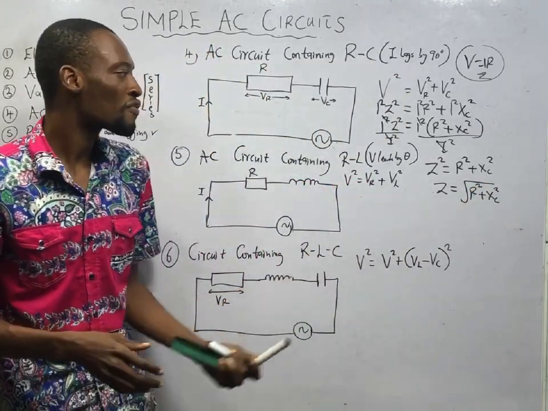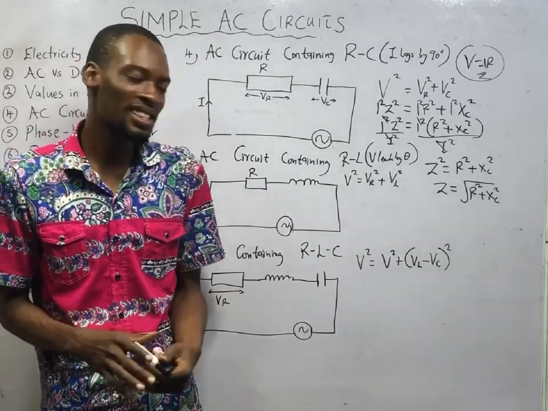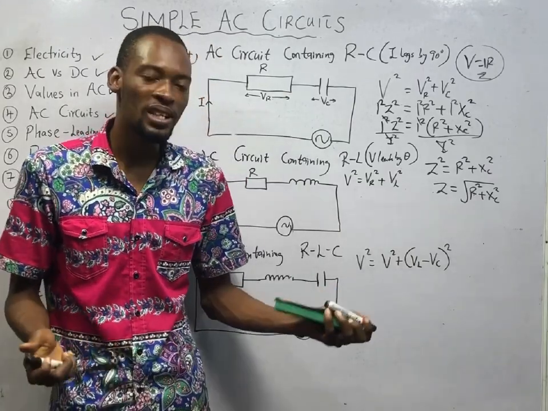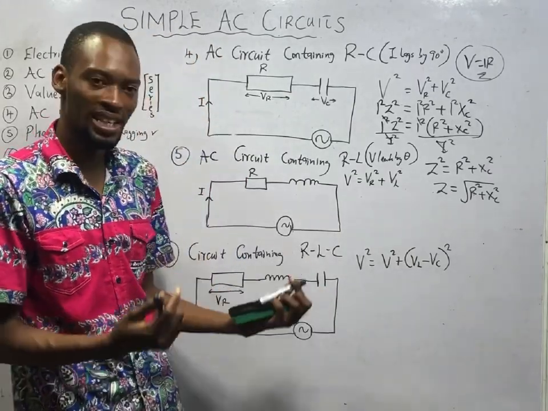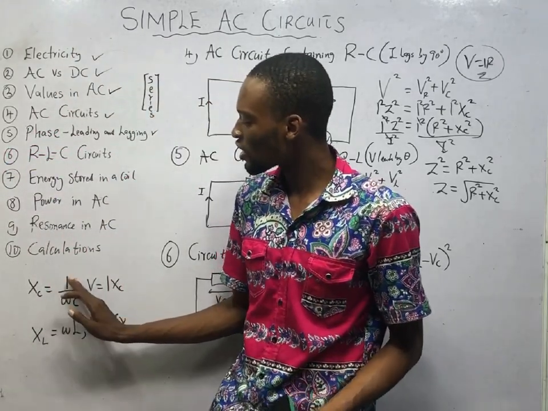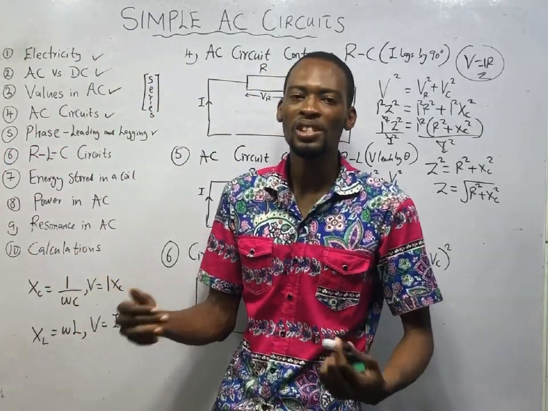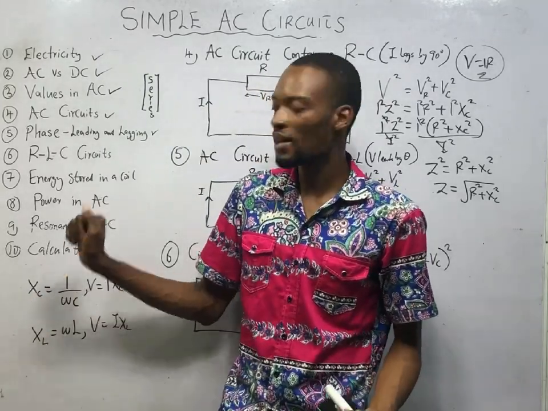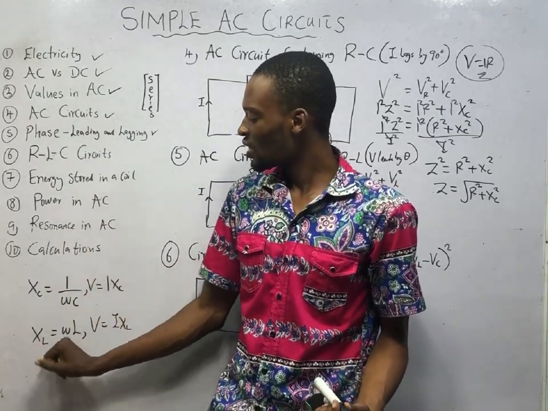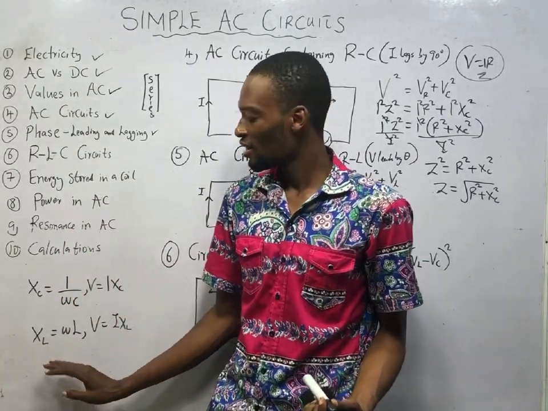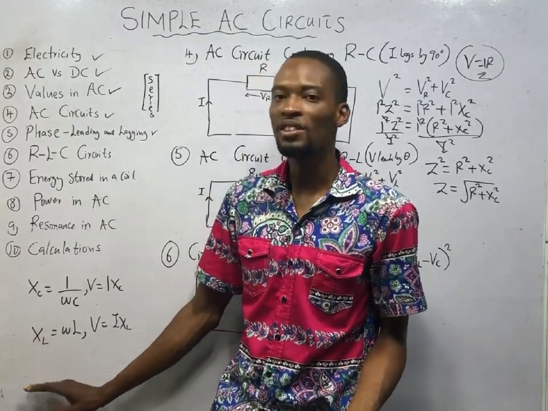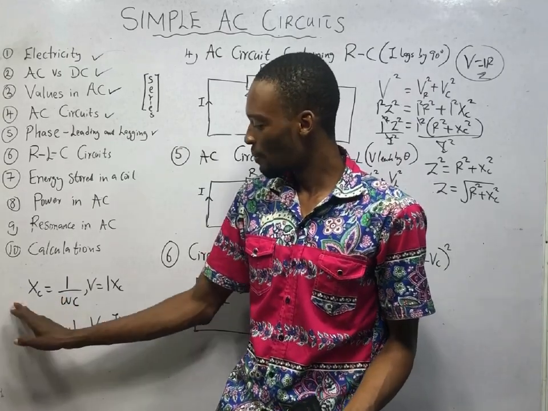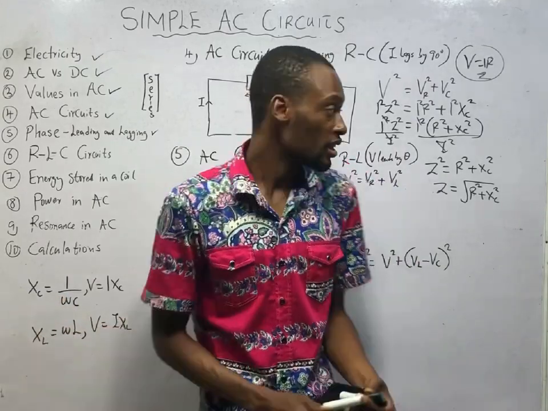What does it mean? For a circuit containing resistance and capacitance, the impedance is the square root of R squared plus Xc squared, where Xc is the capacitive reactance. And capacitive reactance is 1 over omega C. Omega is 2 pi f. So capacitive reactance is 1 over 2 pi f C. Inductive reactance is omega times L. Omega is 2 pi f. Therefore, inductive reactance is 2 pi f L. So that is capacitive reactance and inductive reactance.